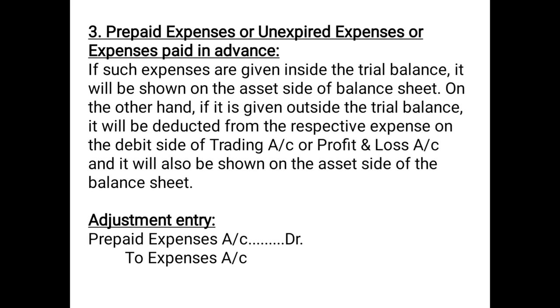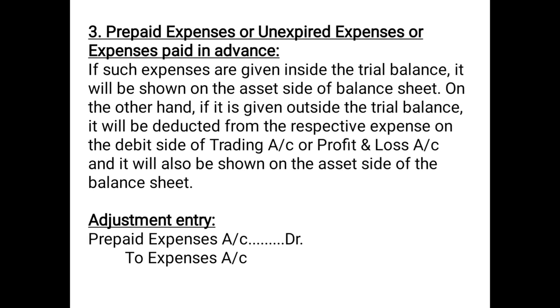Therefore, to show the net expense of the current year only, we have to remove the effect of prepaid expense, and therefore prepaid expenses are deducted from the respective expense on the debit side of the trading or profit and loss account. So as you can read here, if such expenses are given inside the trial balance, it will be shown on the asset side of the balance sheet. On the other hand, if it is given outside the trial balance, it will be deducted from the respective expense on the debit side of trading account or profit and loss account.